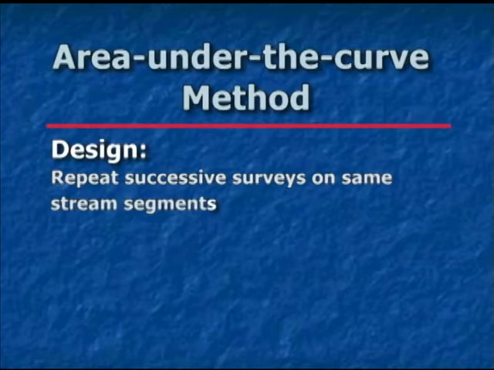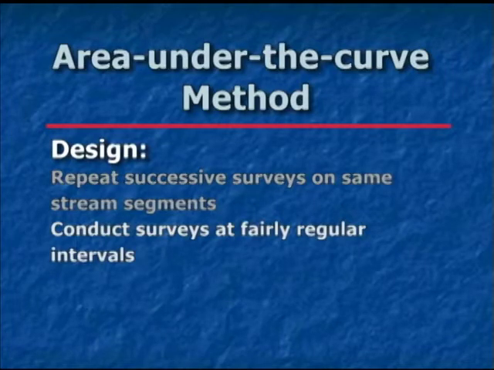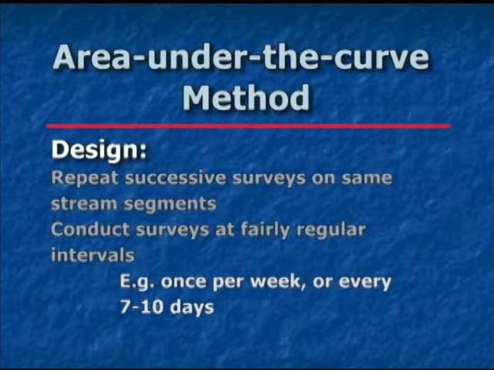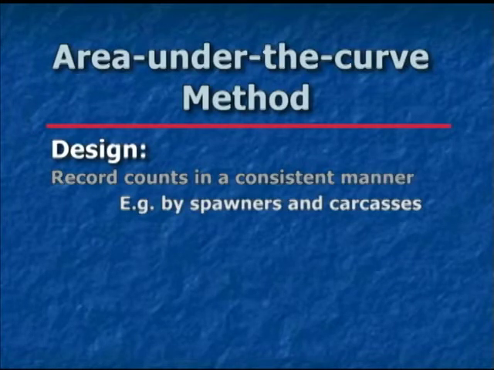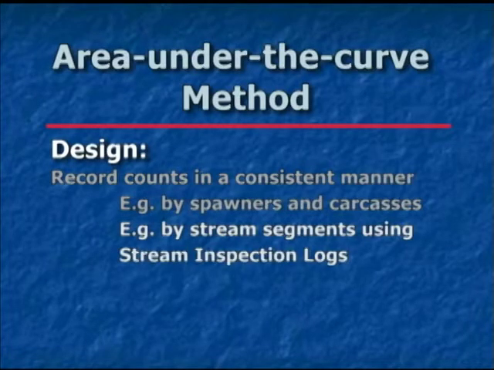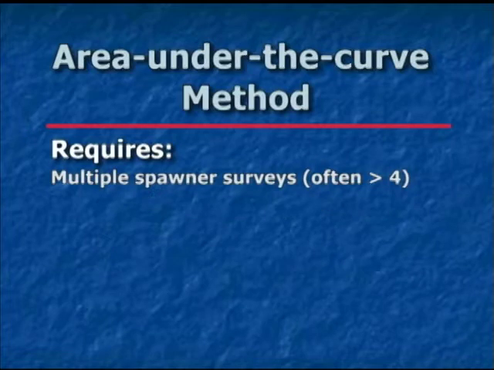Then the next phase is to perform successive surveys on those same segments, and then to conduct the surveys at fairly regular intervals, for example, once per week or maybe every 7 to 10 days, as well as to record the counts in a consistent manner. For example, to record spawners and carcasses, as well as to make the recordings consistent by the stream segments using the stream inspection logs. So the area under the curve method really requires three key pieces of information.